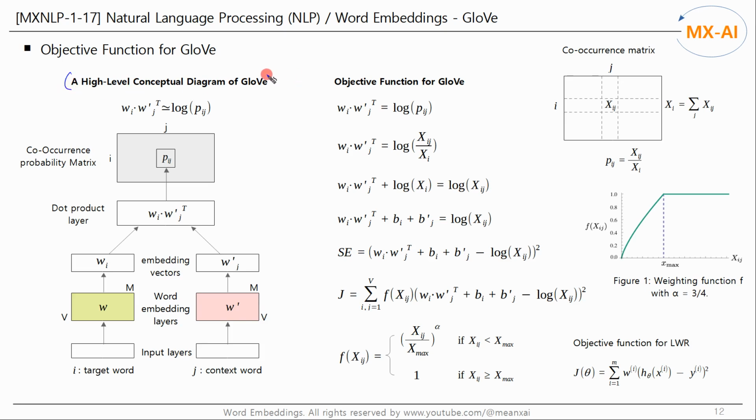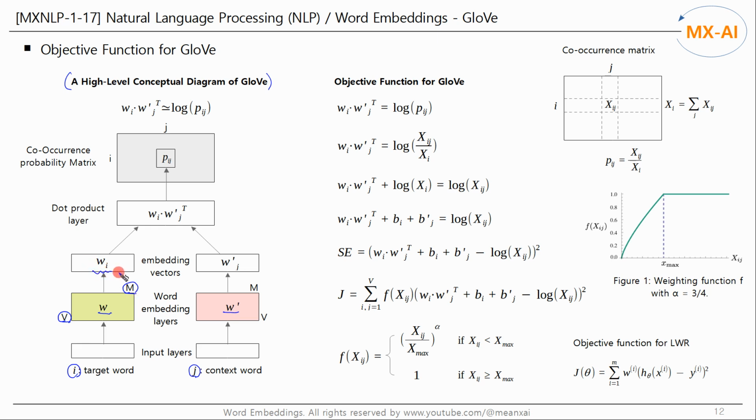Let's revisit the high-level conceptual diagram of the GloVe model from our first video. In this slide, the notation has been adjusted slightly to match the original GloVe paper. Here I represents the target word index, and J represents the context word index. W and W prime are the embedding matrices for the target and context words, respectively. Each matrix has a size of V by M, where V is the vocabulary size, and M is the embedding dimension.